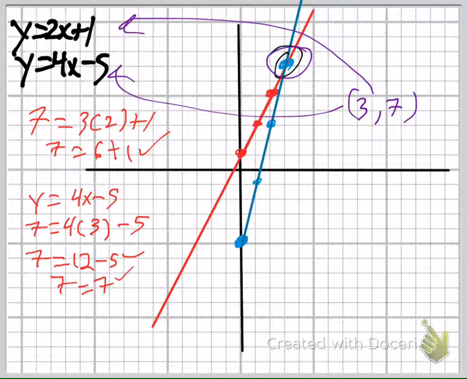So that's number 1. So that's how you solve by graphing. You want to graph both lines, figure out where their intersection is. Okay, we're going to do that again with number 3.